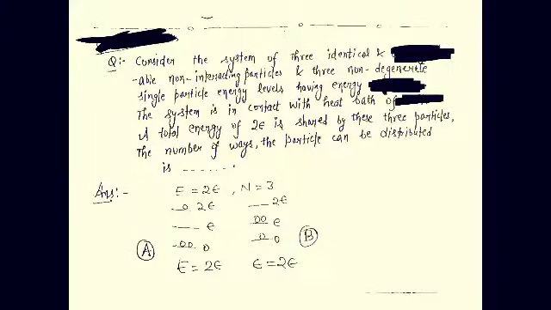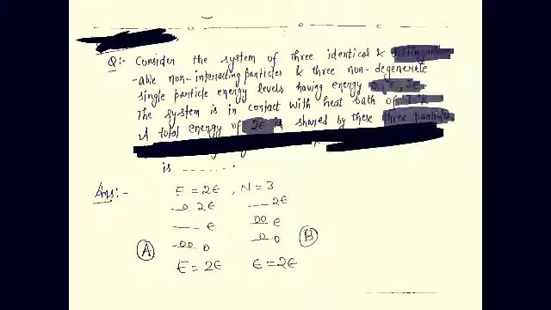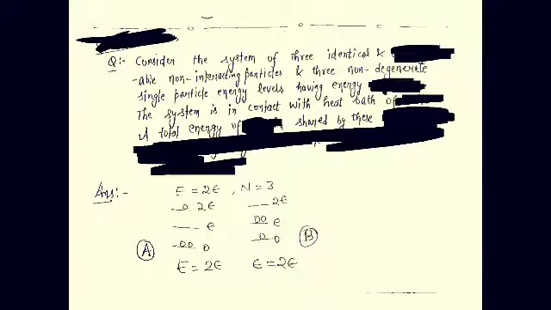Temperature, we have studied so far, we used to keep the temperature of the system constant, that is T, and place the system in an isolated manner so that no exchange of energy would take place. So total energy is given, 2E, and the number of particles is 3. And what is it asking? It is asking for the number of ways the particles can be distributed.